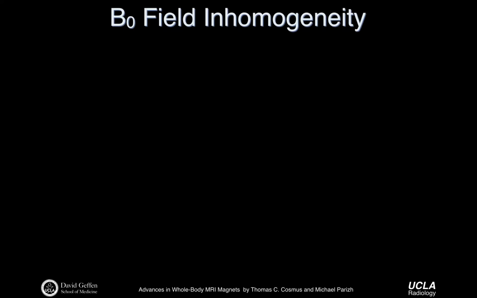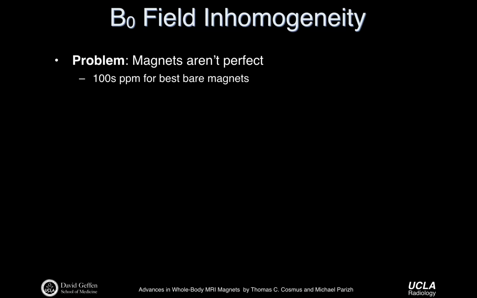So I said before, we really care about the B field homogeneity. MR scientists are an odd lot in some sense. We hardly ever talk about heterogeneity. We talk about inhomogeneity, right? And so we get worried about B field, or B zero field, inhomogeneity. How perfect or imperfect is our B zero field?